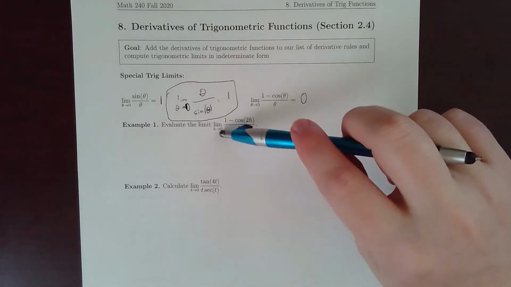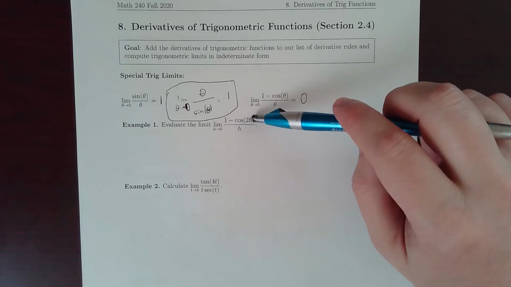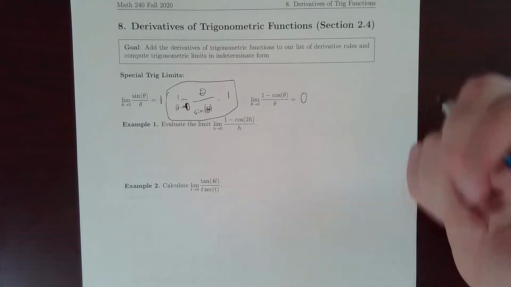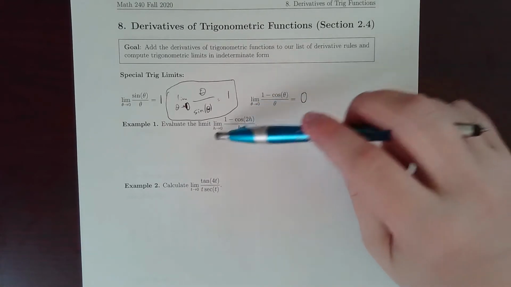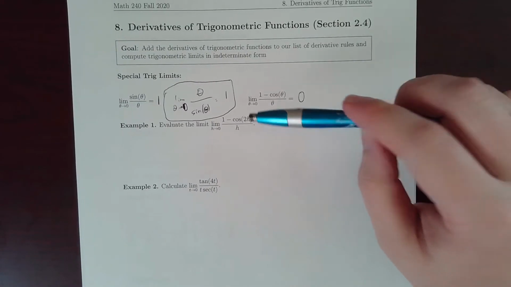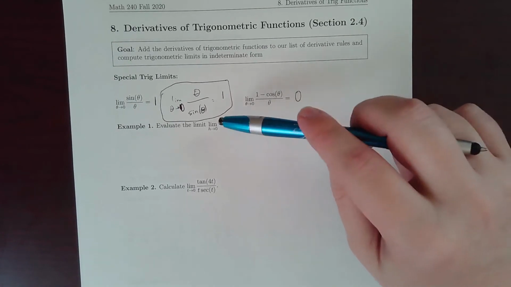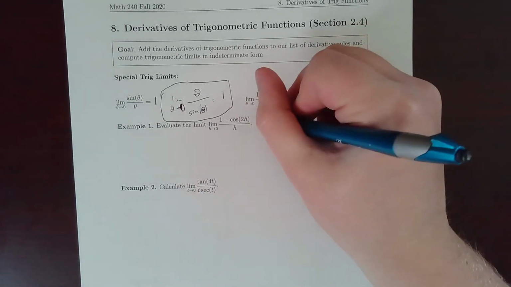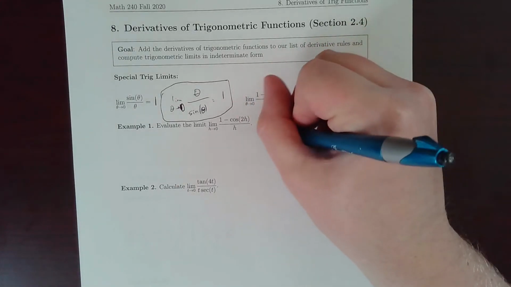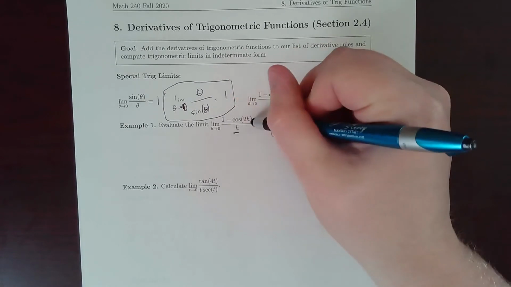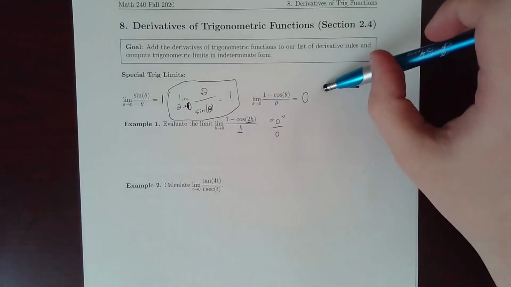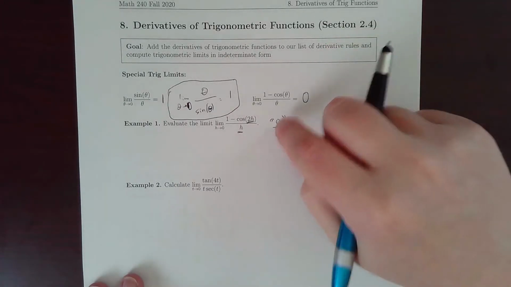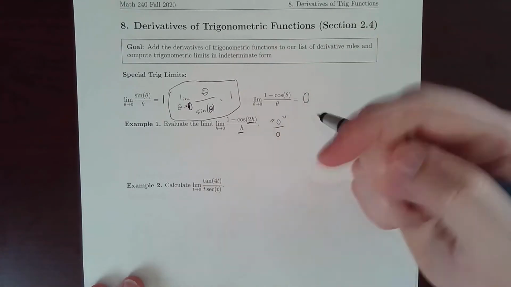So if we wanted to find the limit as h approaches 0 of 1 minus cosine of 2h over h, what we get here is 0 over 0. If we plug in 0 for h, we end up getting 1 for cosine of 0. And so 1 minus 1 is 0, and in the bottom we'd have 0. So this is a 0 over 0. And so what we want is we want this to match what's inside here in order for us to be able to go ahead and apply this. So what we're going to do is we're going to multiply the numerator and the denominator by 2.